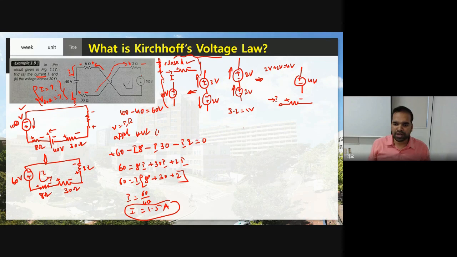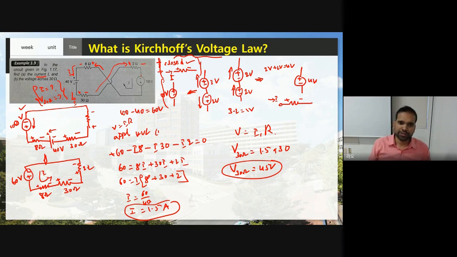Now once if you know current and if you know the resistance value, I think you can find voltage drop anywhere in the circuit. Now we need to find voltage drop across 30 ohm resistor. Therefore what is the current? 1.5, and this is my 30 ohm. Therefore voltage drop across 30 ohm equal to what? 45 volt. Okay, now we found the unknown parameter by using what? KVL, Kirchhoff voltage law.